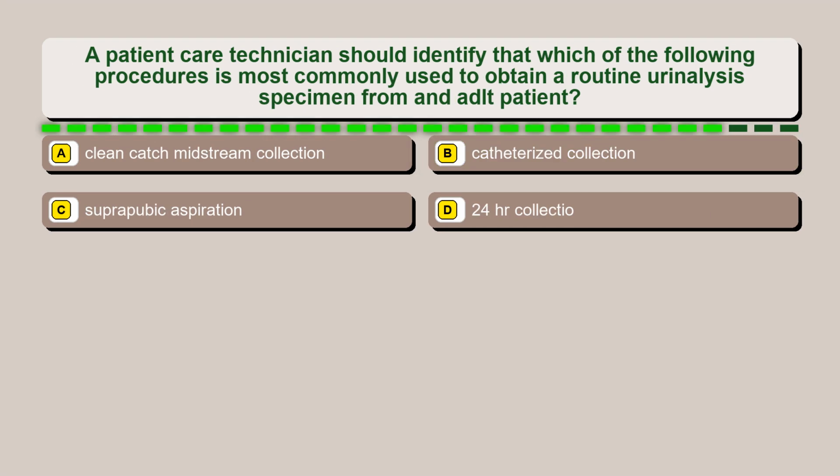Question 70. A patient care technician should identify that which of the following procedures is most commonly used to obtain a routine urinalysis specimen from an adult patient. Option A. Clean catch midstream collection. Option B. Catheterized collection. Option C. Suprapubic aspiration. Option D. 24 hour collection.